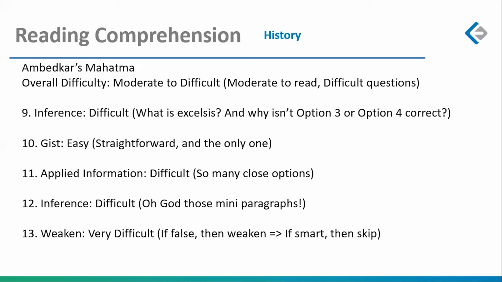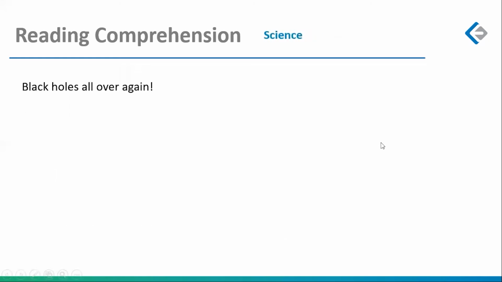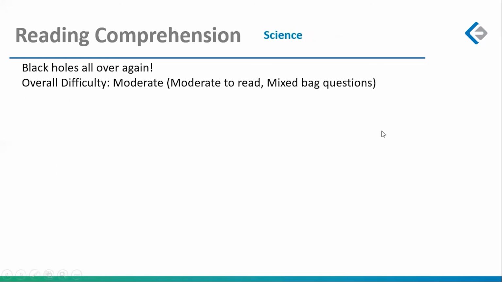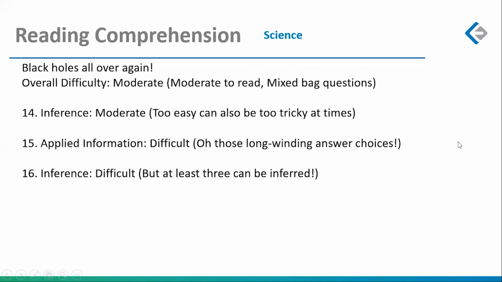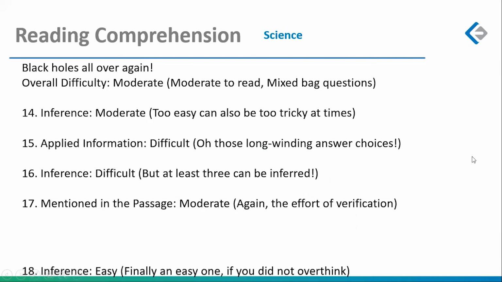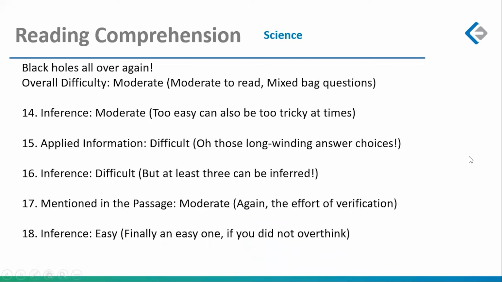We had an inference question where the answer choices literally ran into 25-30 words, never an appealing question type. And then finally, I had one more passage. This was again not so difficult to read because most of you are aware of black holes. You heard or read about black holes somewhere or the other. Not so difficult to read, but the questions were a sort of a mixed bag.